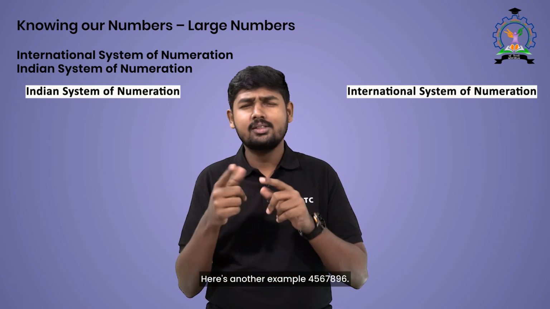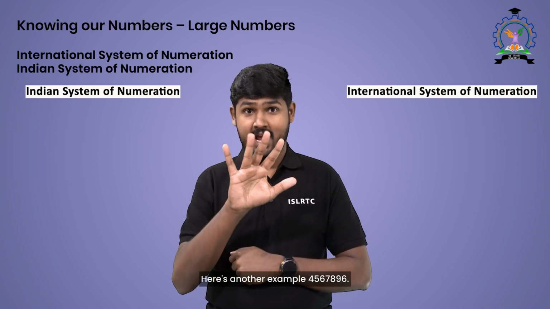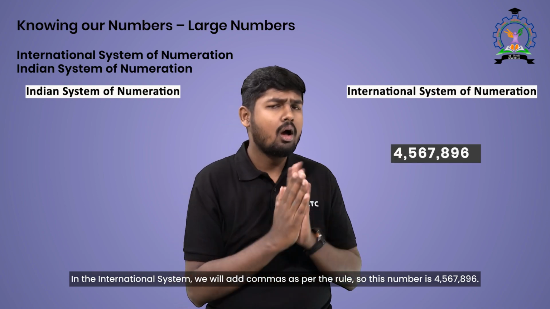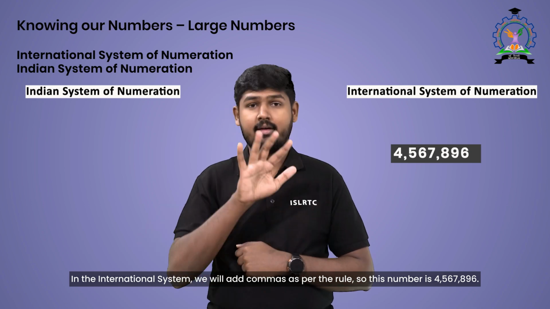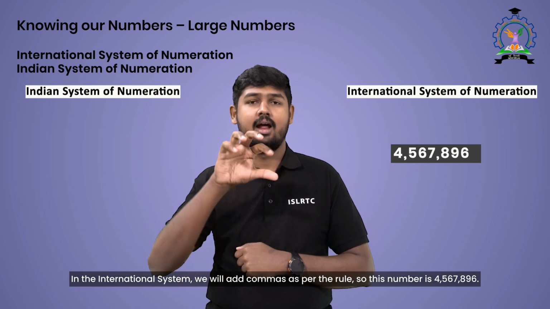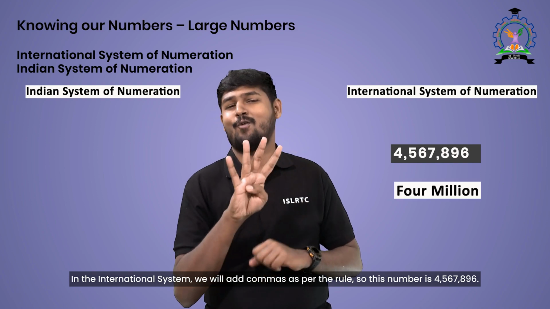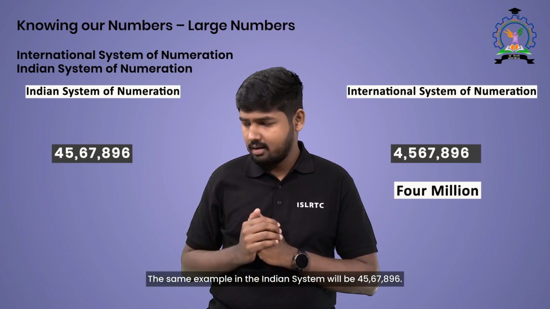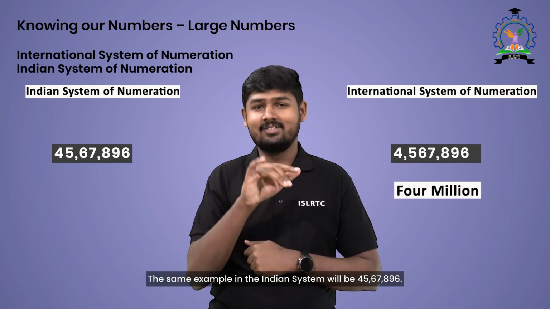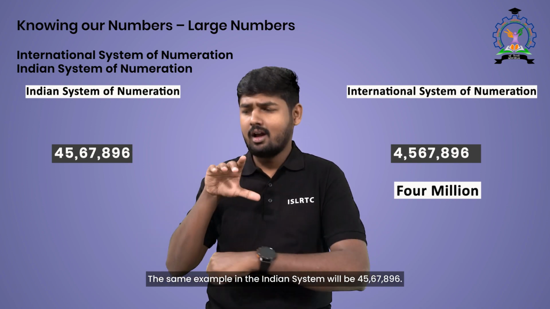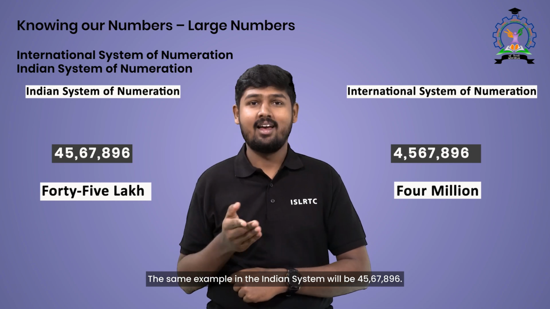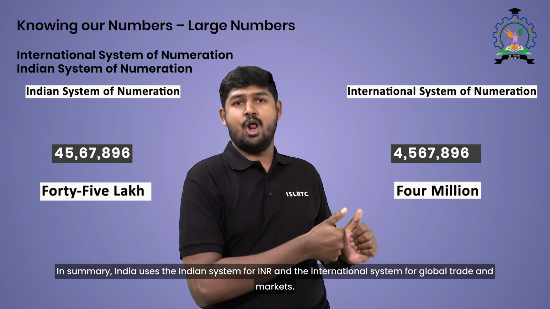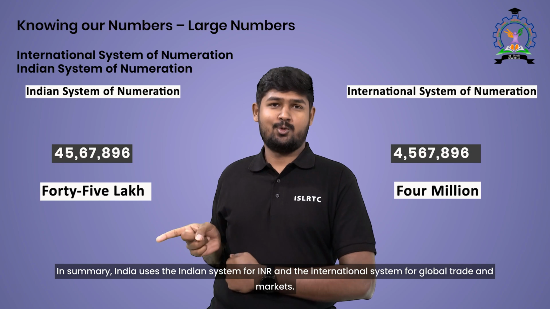Here's another example, 4567896. In the international system, we will add commas as per the rule, so this number is 4,567,896. The same example in the Indian system will be 45,67,896. In summary, India uses the Indian system for INR and the international system for global trade and markets.